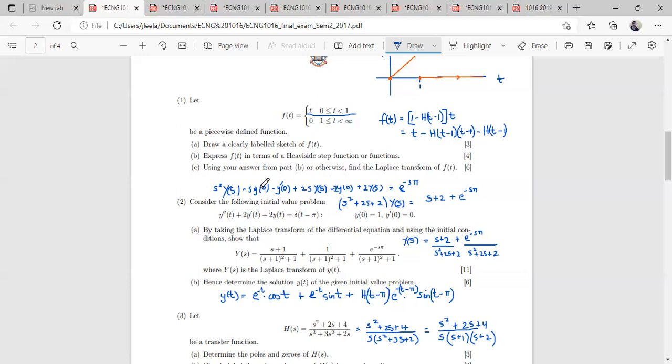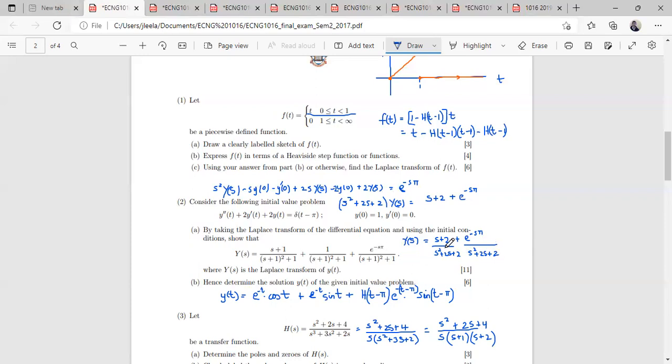So the y(0) here is 1. So this term will be minus s. This term is 0. This will be minus 2. Right? So if you have minus s and minus 2, you could carry those two terms to the right hand side and you'll get s plus 2 plus e to the minus s pi. And then you factor out the Y(s) on the left. So when you divide now, you'll get (s plus 2) over (s squared plus 2s plus 2) plus e to the minus s pi over (s squared plus 2s plus 2).